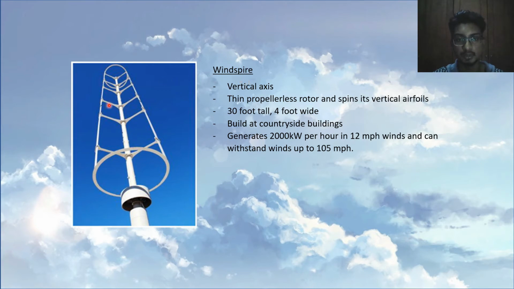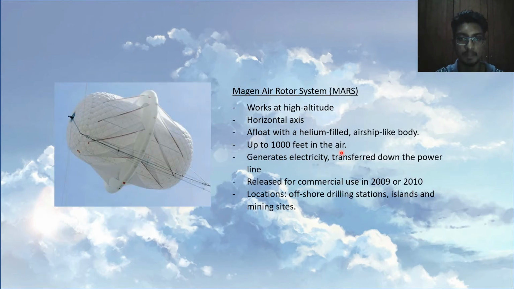It is called the wind spear turbine, and it is a vertical axis turbine, and it has a thin propellers rotor. This is a thin propellers rotor. Okay, and it can spin its vertical air force. Okay. Next, we're going to see the Magenn Air Rotor System, also known as MARS. This is a model of a Magenn Air Rotor System, and it works at high altitude, and it is a horizontal axis turbine, and it is filled with helium.